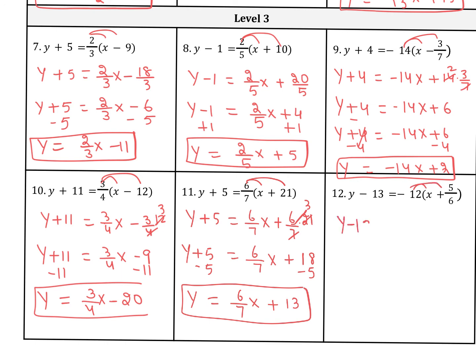Distribute the 12: negative 12x minus 12 times 5 over 6. 12 divided by 6 is 2. Y minus 3 equals negative 12x minus 10, plus 13. Y equals negative 12x plus 3.